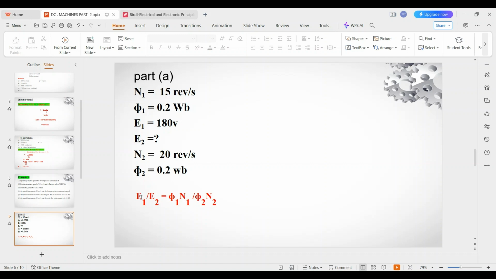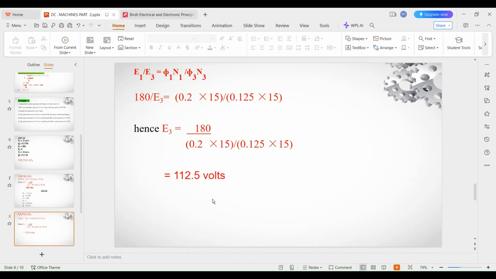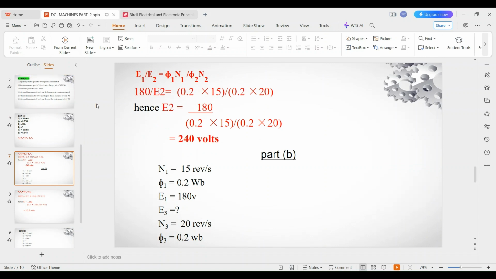And let me repeat, our formula will be E1 divided by E2 will be equal to flux 1 times speed 1, all of this divided by flux 2 times N2. Let me now put in the values so that we may see it clearly. We have said that E1, which is 180, divided by E2 will be equal to 0.2 times 15, all of this divided by 0.2 times 20.